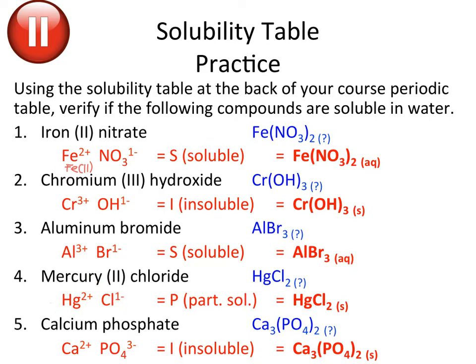Mercury and chloride, so that was one of our exceptions when we had Br, Cl, I. If it reacts with the mercury, it could be insoluble. So in this case, it's only partially soluble. We're going to consider it as a solid. And again, here we have an insoluble compound of calcium phosphate. So we have the state of solid.